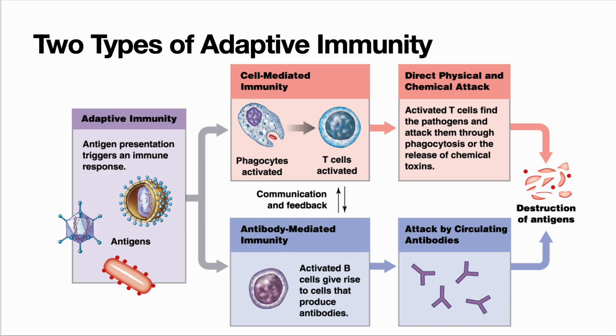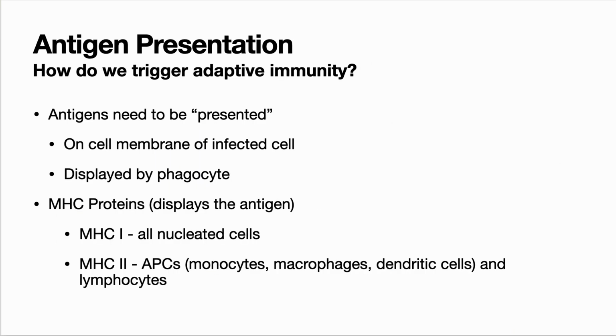In antibody-mediated immunity, B cells that are activated through antigen presentation are going to produce cells that will give rise to antibodies that target that particular antigen. So when B cells are activated, they become plasma cells, and those plasma cells will produce antibodies, and those antibodies will go and bind to the antigen and help to destroy it. We are going to talk about both of those in a little bit more detail.